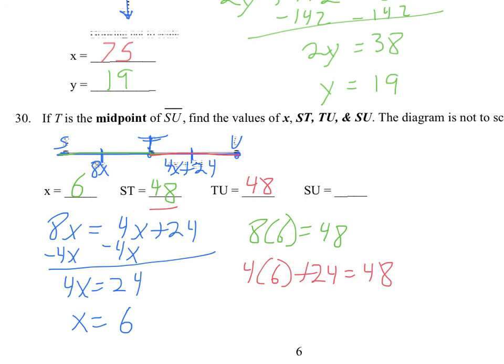Now SU, how do we find the value of the whole thing? Well, isn't this just ST plus TU? 48 plus 48 is 96. So SU, the whole thing, is 96.